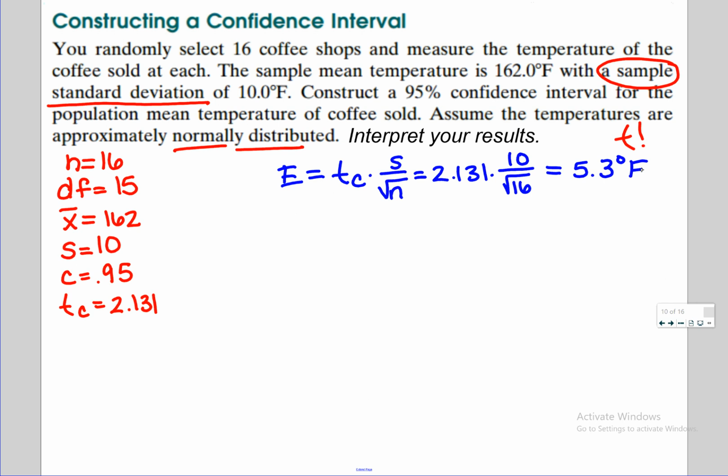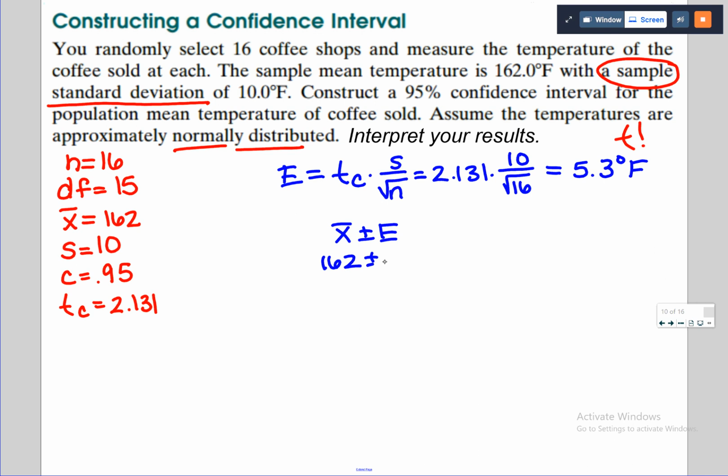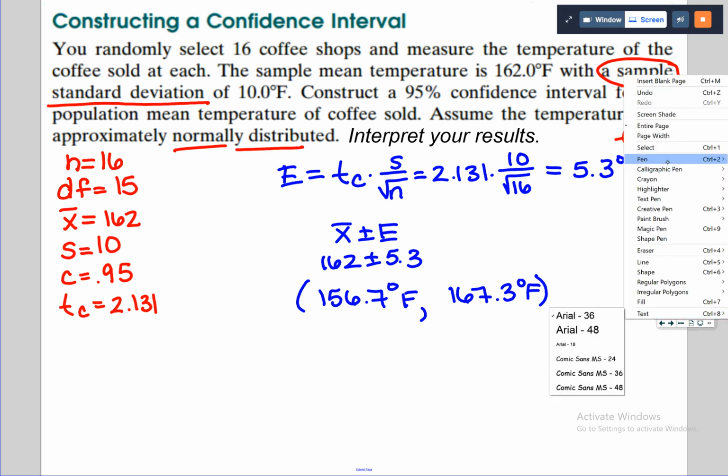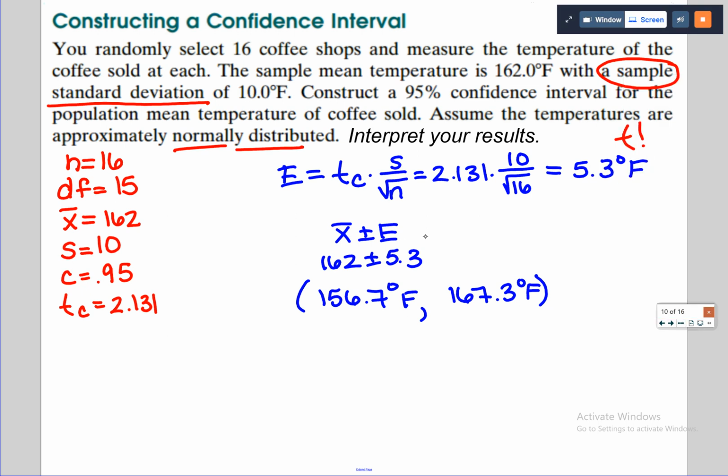Okay. So X bar plus and minus that margin of error, which in this case is 162 plus and minus 5.3, and that's going to give me my confidence interval. 162 minus 5.3 gives me 156.7. We'll label it degrees Fahrenheit. And then if I add it, 167.3 degrees Fahrenheit. Okay. And remember, this is an estimation for the population mean. Our mu is what we're estimating here.